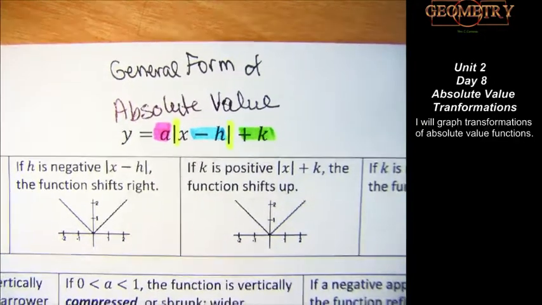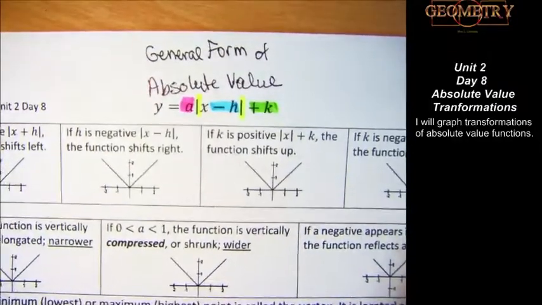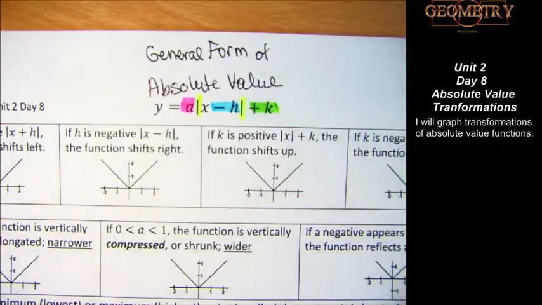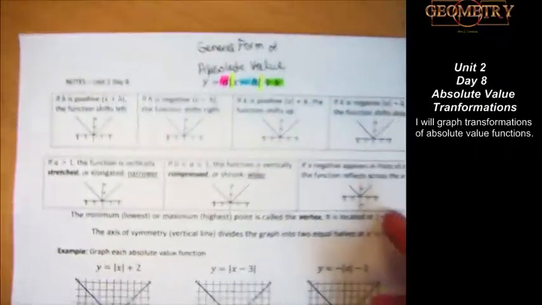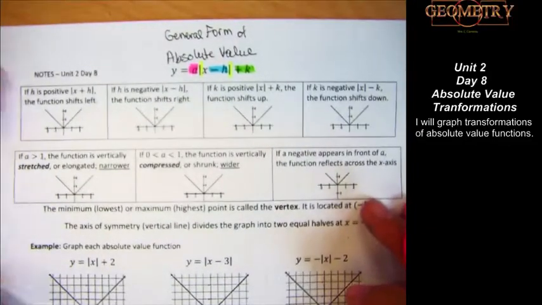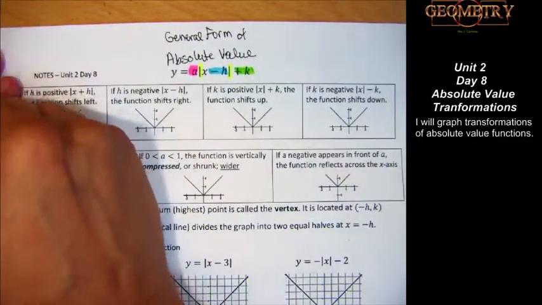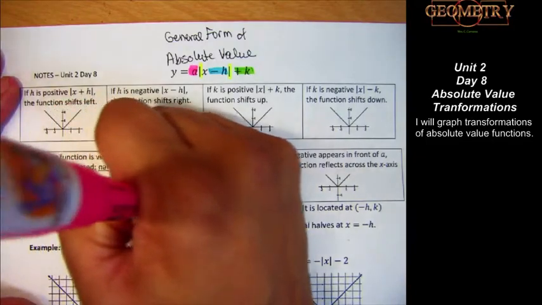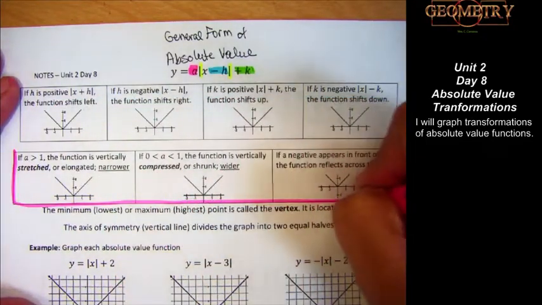I want to start with that a out in front, so I'm multiplying a to whatever's happening with the absolute value. And the thing that a controls is found on these three boxes right down here. So that's where we're going to start today.